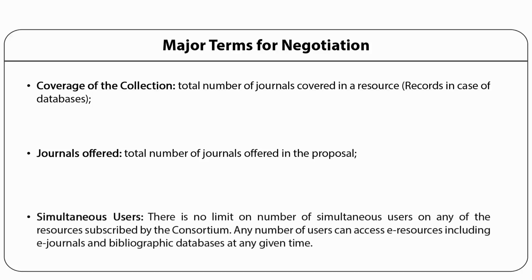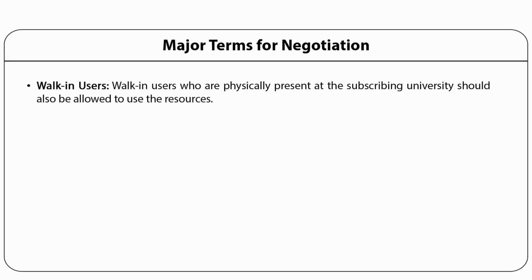Number of simultaneous users. While negotiating, the consortium has taken into account that there should be no limit on the number of simultaneous users to any of the resources subscribed by the consortium. Any number of users can access the resources, including e-journals and bibliographic databases, at a given time. Walk-in users. Walk-in users who are physically present at the subscribing university should also be allowed to use the resources.